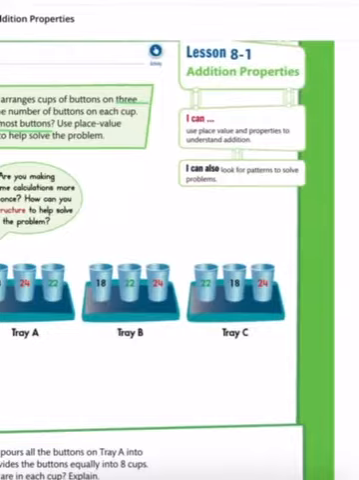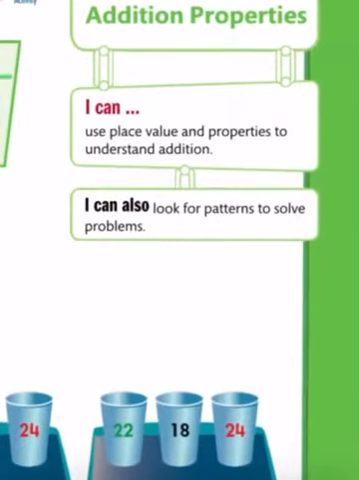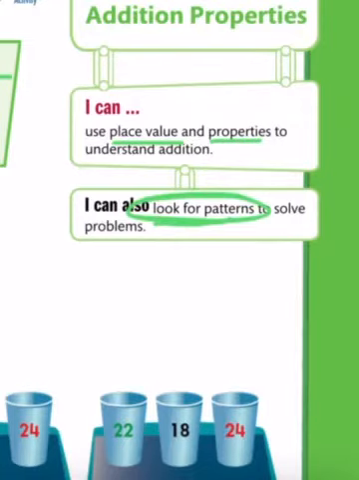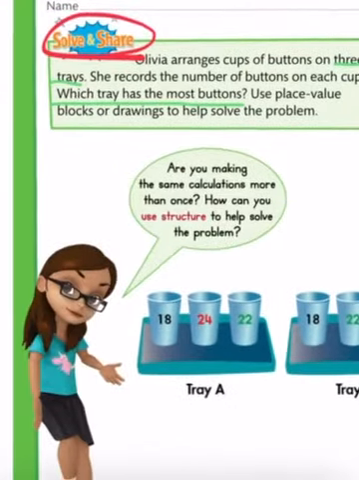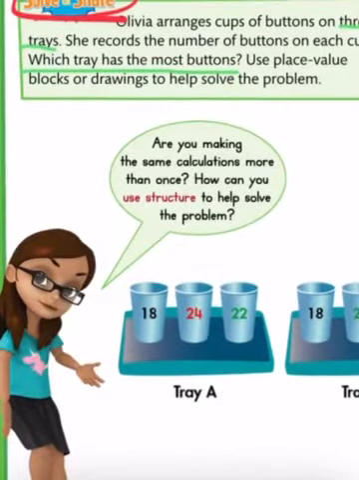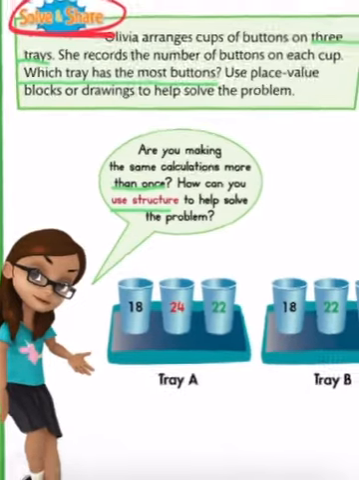Okay, so when we look at this, it says I can use place value and properties to understand addition. I can also look for patterns to solve problems. That's always a key thing in math, looking for patterns. All right, our character here says, are you making the same calculations more than once? How can you use structure to help solve the problem?